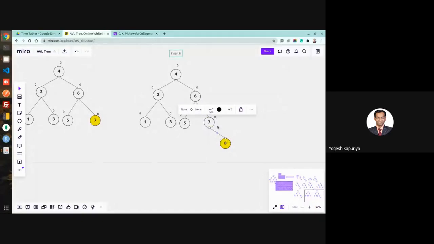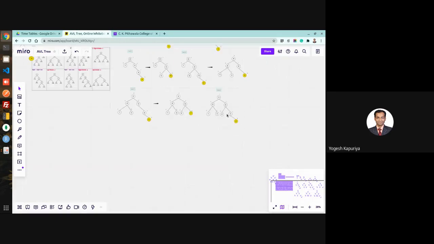So again, compute the balance factor. 0, minus 1 here. This is 1 and this is 2, so minus 1. And here, this is 1, 2. And this is 1, 2, and 3. This is 2 minus 3, so minus 1. So after inserting 8, we don't require to make any changes.